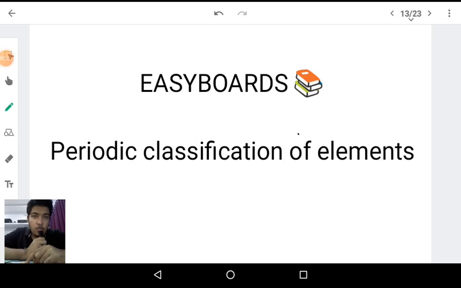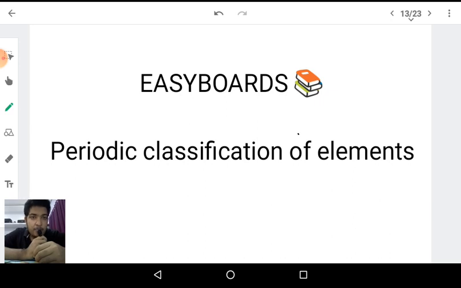Hi everyone, welcome to the last chapter of chemistry, which is periodic classification of elements. This is the chapter which deals with the history of the periodic table, how the various advancements in science led to the formulation of the latest periodic table which we're seeing right now. And also we'll be discussing certain periodic properties of elements according to the latest periodic table. So let's get started with this chapter, periodic classification of elements.